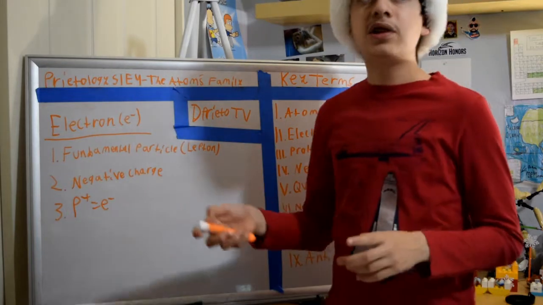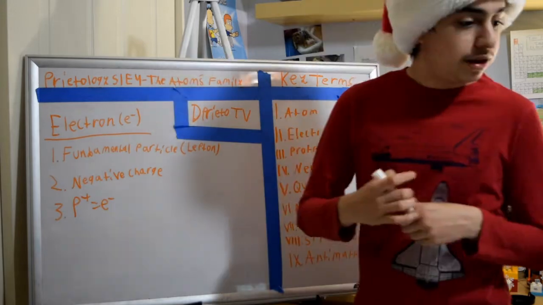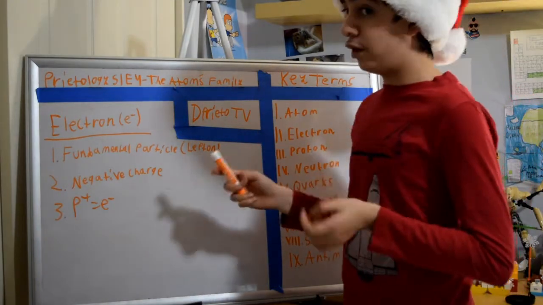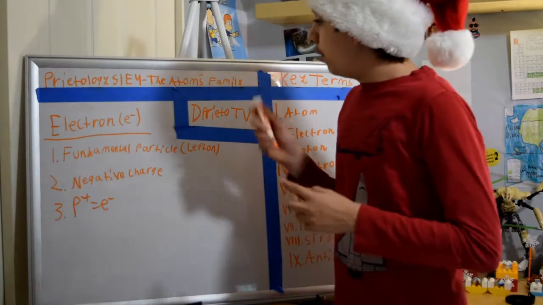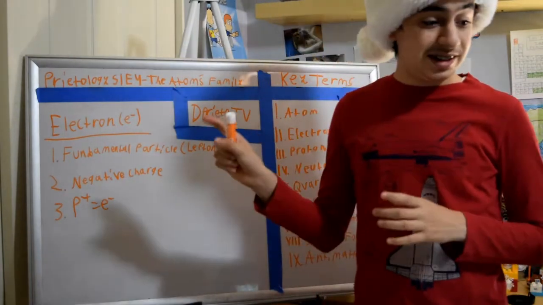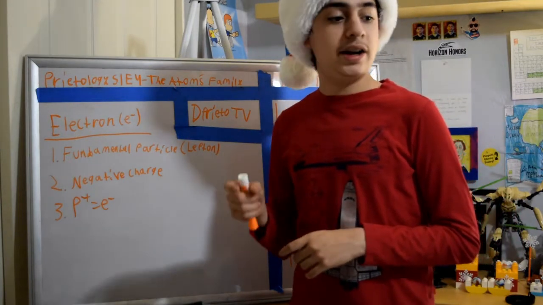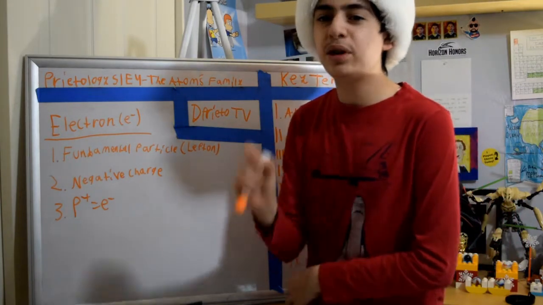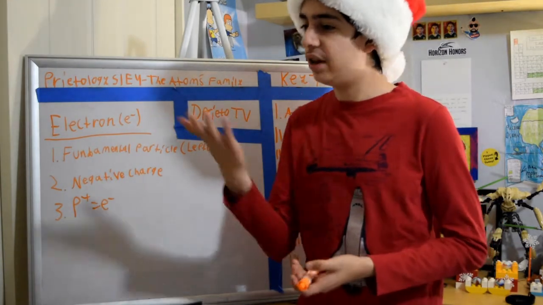The number of protons in an atom is equal to the number of electrons, always. These are the particles that are involved in chemical reactions, so these can be given or taken away. Alright, so a fun fact about electrons, the mass of an electron is 9.109 times 10 to the negative 31 kilograms, which is basically like nothing.